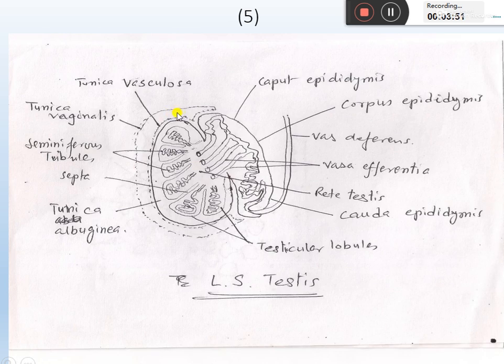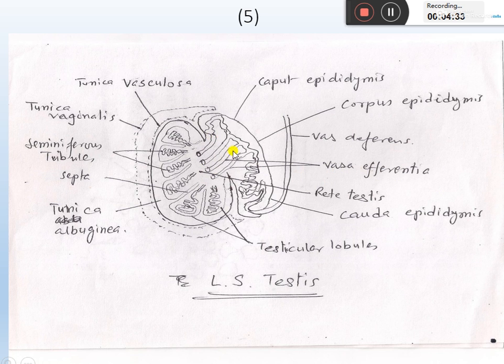So let's look at the structure of the testes. There are three layers from the outside: the tunica vaginalis, tunica vasculosa, followed by the innermost tunica albuginea. The testicular lobes are separated by the septa. Each testicular lobe contains a coiled tube called the seminiferous tubule. These seminiferous tubules open in a space called the rete testis. In this space, some small tubules open, which are called the vasa efferentia.